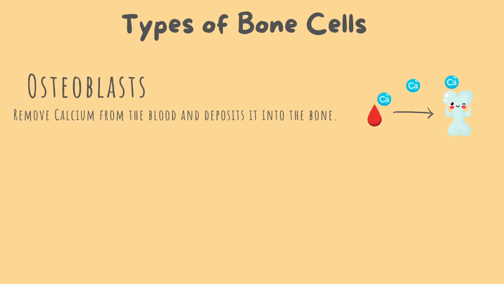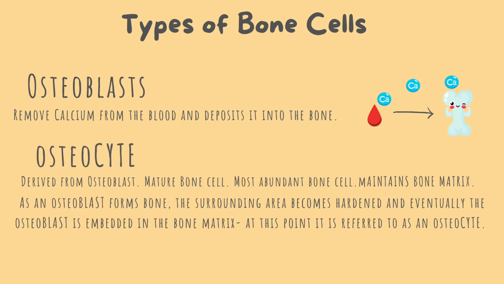Osteoblasts remove calcium from the blood and deposit it into the bone. They are the bone builders. Osteocytes are derived from osteoblasts. They are mature bone cells. Osteocytes are the most abundant bone cells, and they maintain bone matrix.